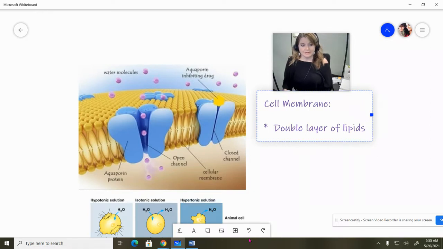In this picture, we can see it's a bilayer, which means a double layer. You've got fats on the bottom and fats on the top, or fats on the inside and fats on the outside, and they are joined together, tails touching, heads facing outwards. First of all, I should say, the function of our cell membrane: one of the main things it does is control what goes in and out of the cell.